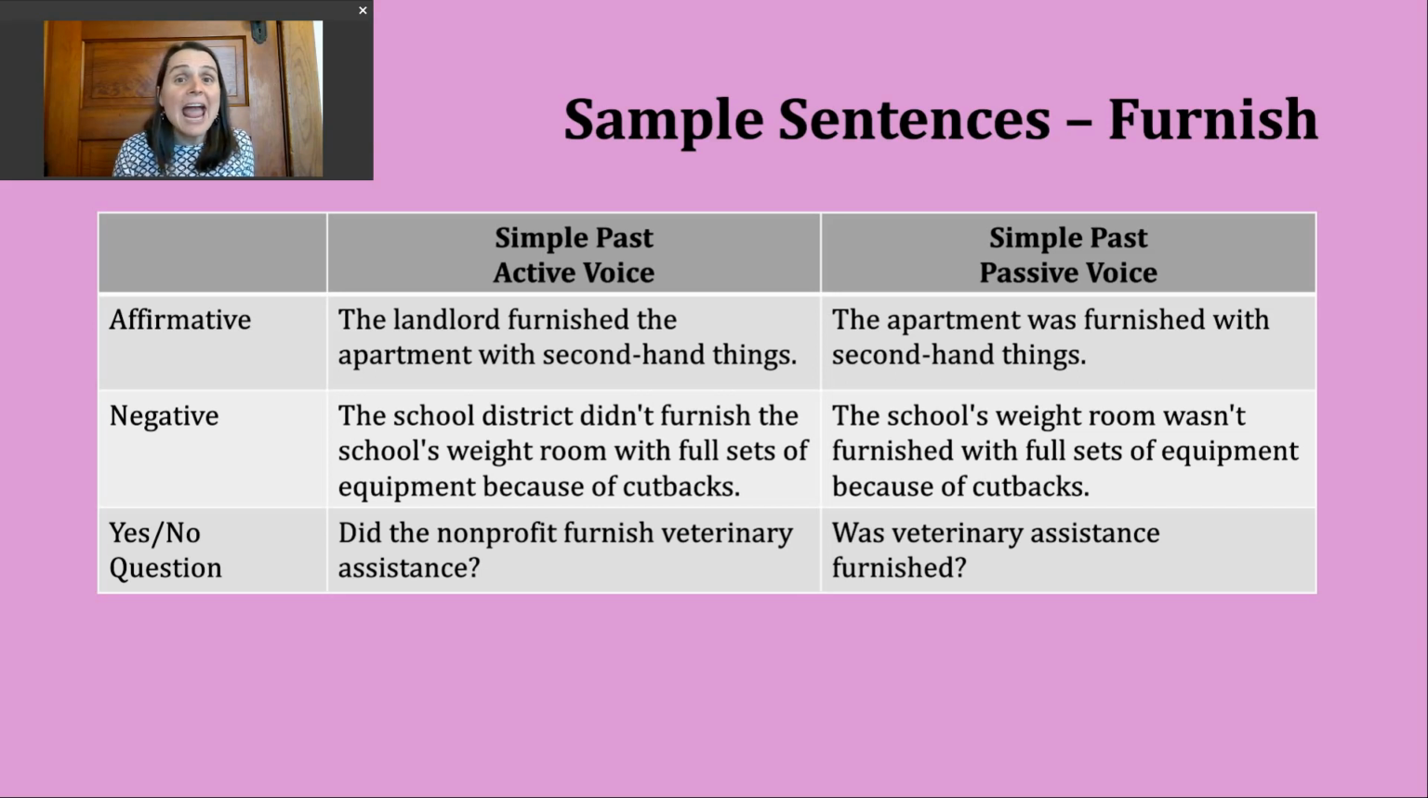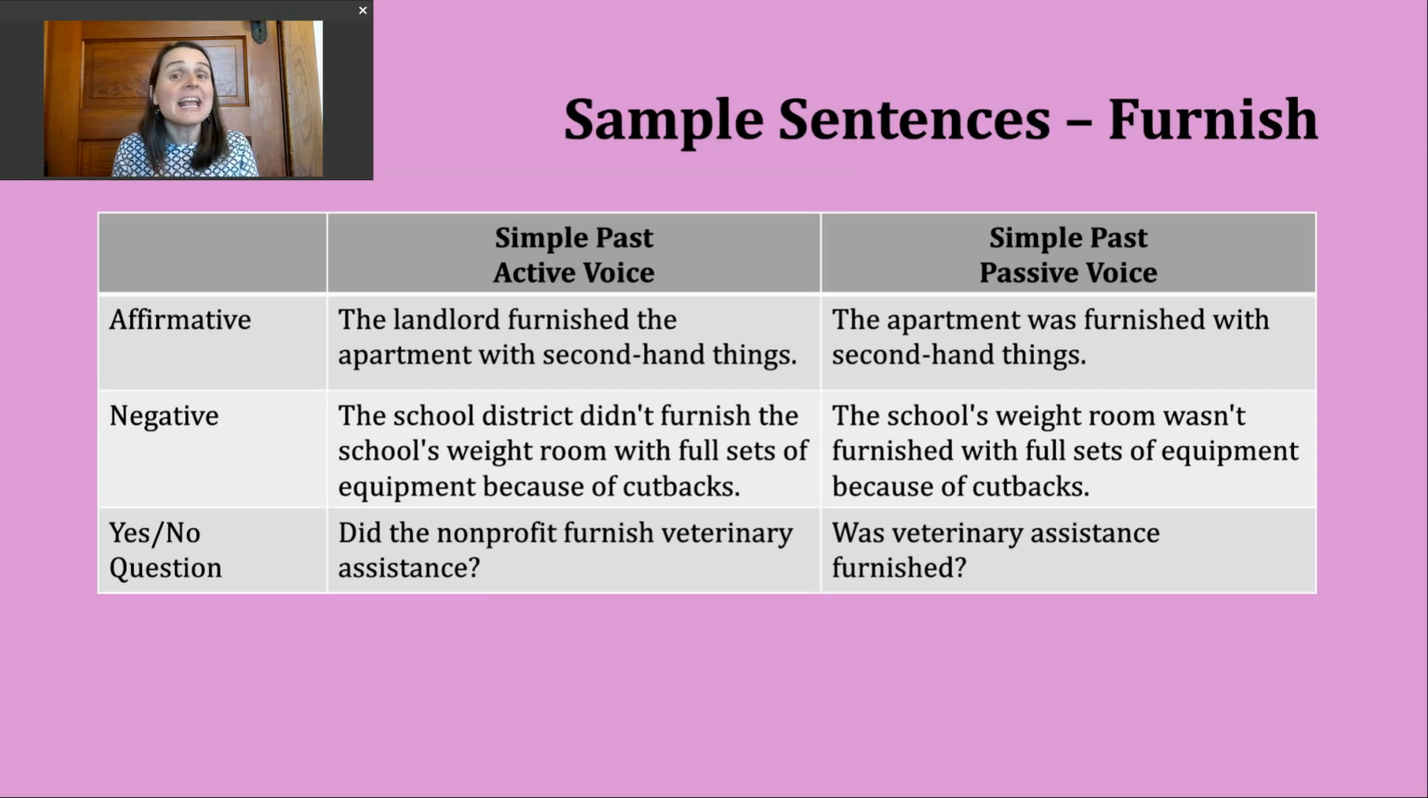But if we look at our active voice, we're going to see the school district didn't furnish the school's weight room with full sets of equipment because of cutbacks. So now we know who is responsible. Lastly, let's look at making some yes or no questions with our simple past tense. In the active voice, I start with did, then I have my subject, and then the base verb. So again, no ed here.